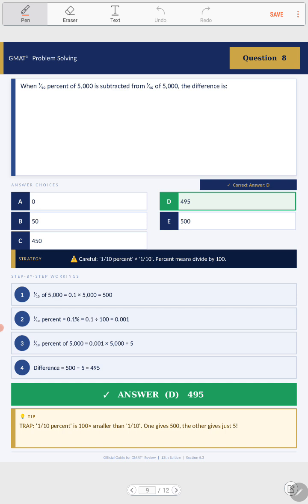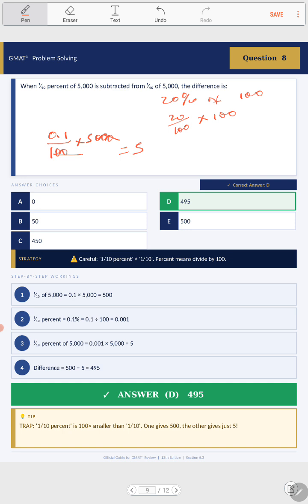Remember first to say 20% of 100. What do you normally do? You are going to say 20 over 100 times 100. In the same way, 1 over 10% of 5,000: first of all, 1 over 10 is 0.1, so it's going to be 0.1 over 100 times 5,000. These two zeros will cancel these two zeros. 0.1 times 50 is going to give us 5.